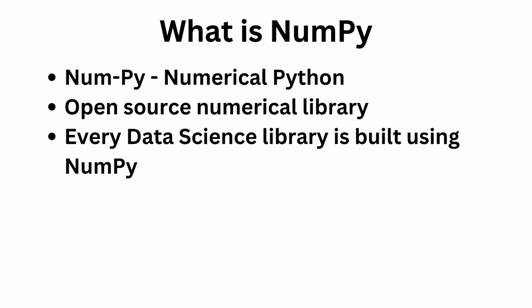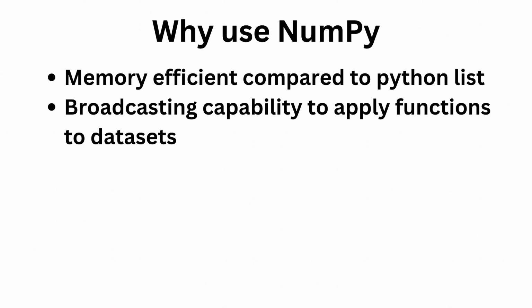So what actually is NumPy? NumPy stands for Numerical Python, and it's an open source numerical library used for working with mathematical functions of multidimensional array and matrix data structures. It's already installed in our environment, and it's actually a very common library used in data science and machine learning.